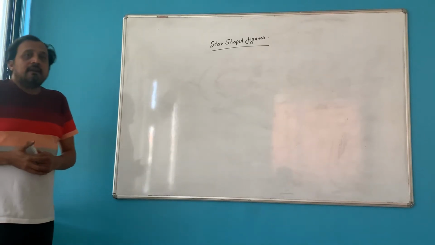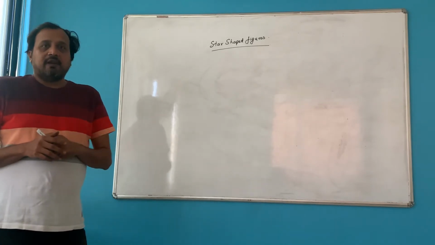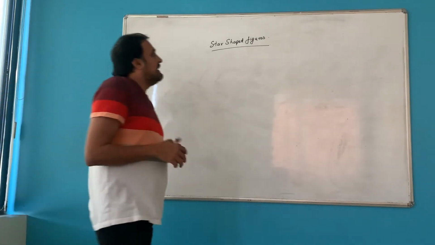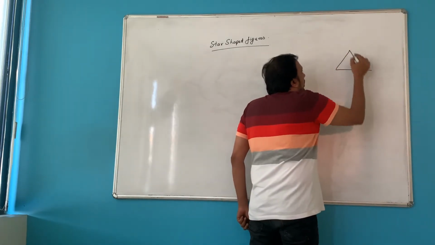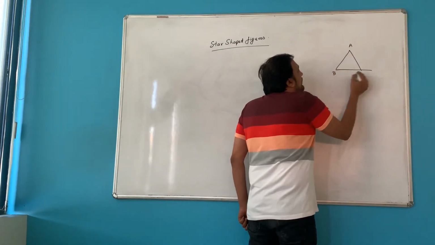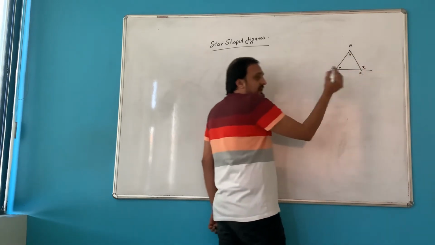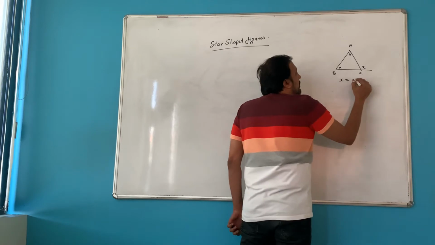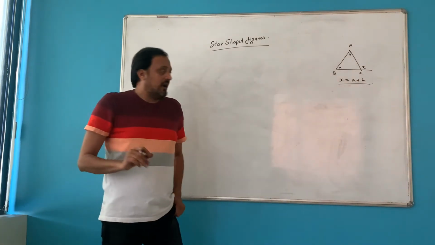Star shaped figures and the sum of all the angles inside those star shaped figures. Let's have some basic prerequisites here. One prerequisite that we want to look at is, in any triangle, the exterior angle would be equal to the sum of your remote interior angles.